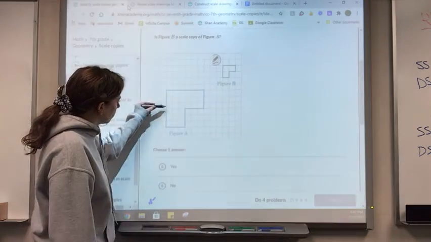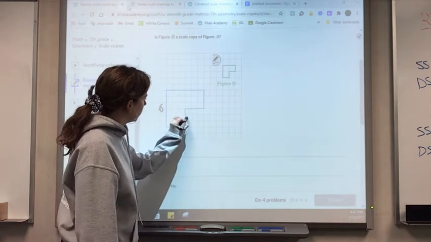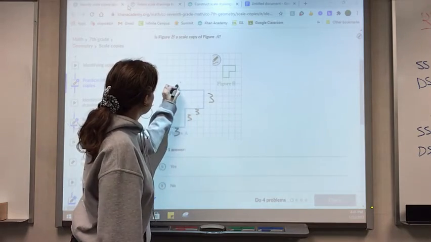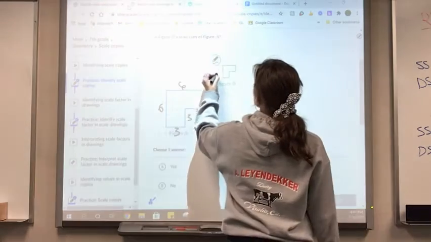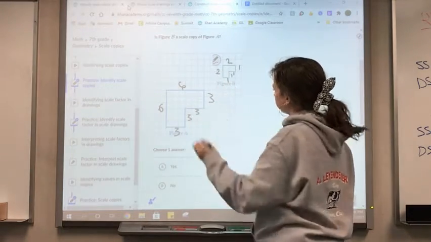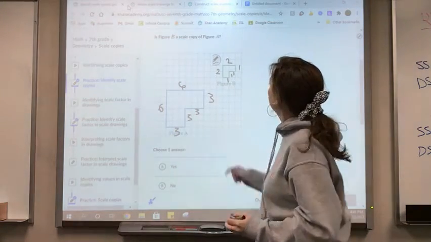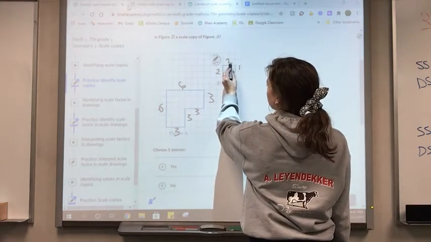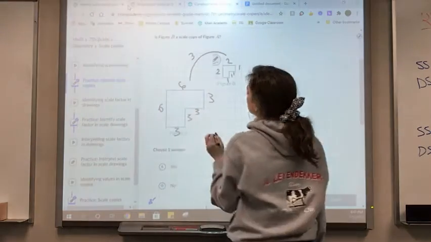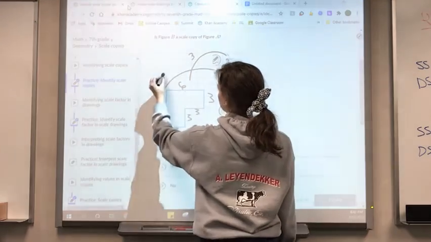So it's 1, 2, 3, 4, 5, 6, 3, 3, 3, 3, and 6. All right, and this is 2, 2, 1, 1, 1, 1. All right, let's go from the small one to the big one just so that we're using whole numbers. So from 2 to 6, we are multiplying by 3, which is the same as 6 divided by 2. From 2 to 6 here, we are also multiplying by 3.